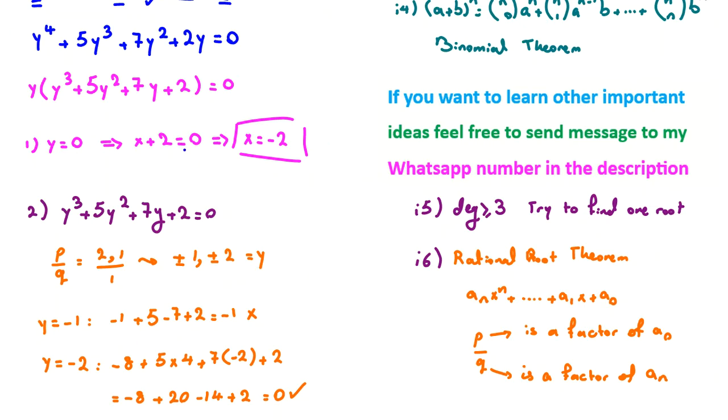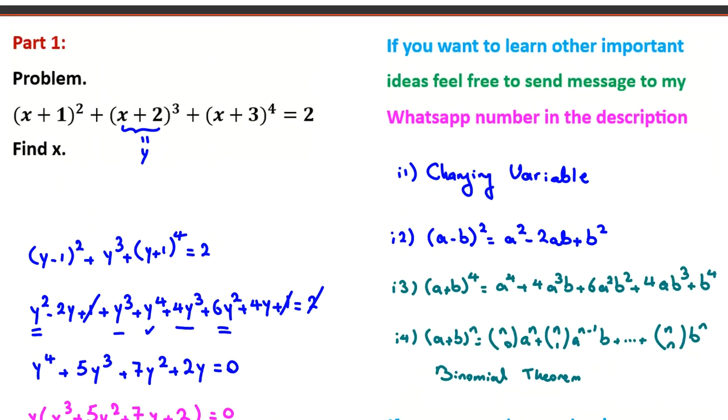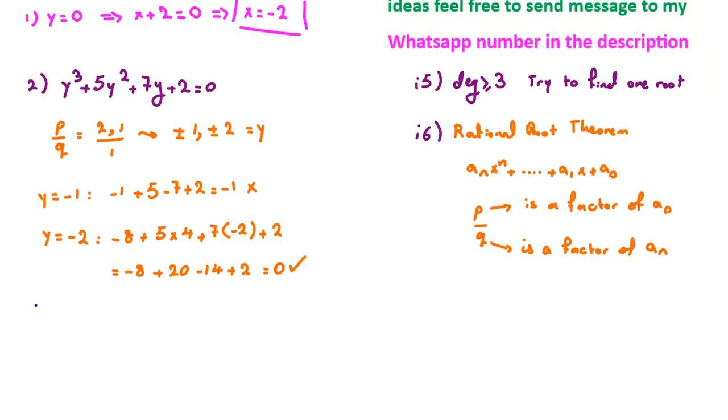Related x is what? y is x plus 2 from changing variable here. So in this case, x plus 2 is negative 2. So x is negative 4. We found the second root.